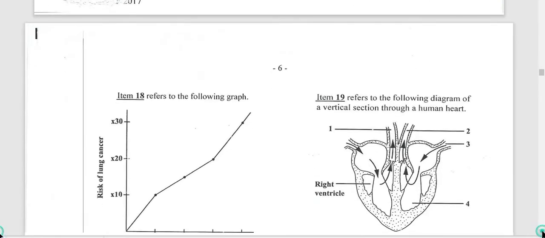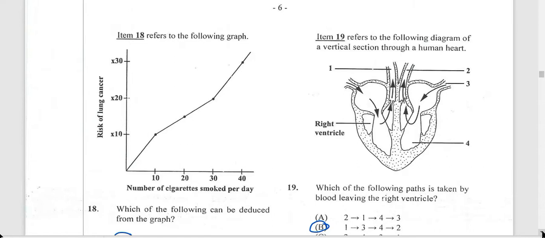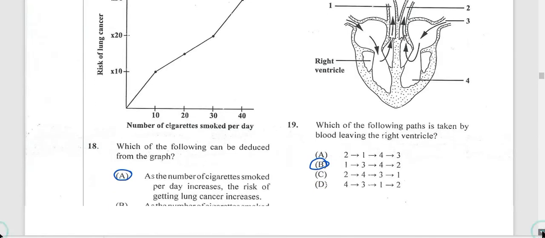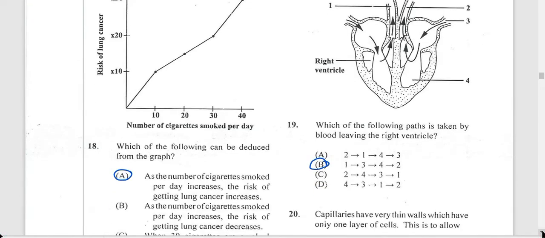We'll move on down to question number 18, which again is another repeated question. It refers to the following graph: the number of cigarettes smoked per day, and we selected A for this answer. We've seen this question a couple of times. A for question number 18. The number of cigarettes smoked per day increases the risk of getting lung cancer. So the risk of lung cancer will increase if you increase the number of cigarettes, based on what the graph is showing. We move on over to question number 19.